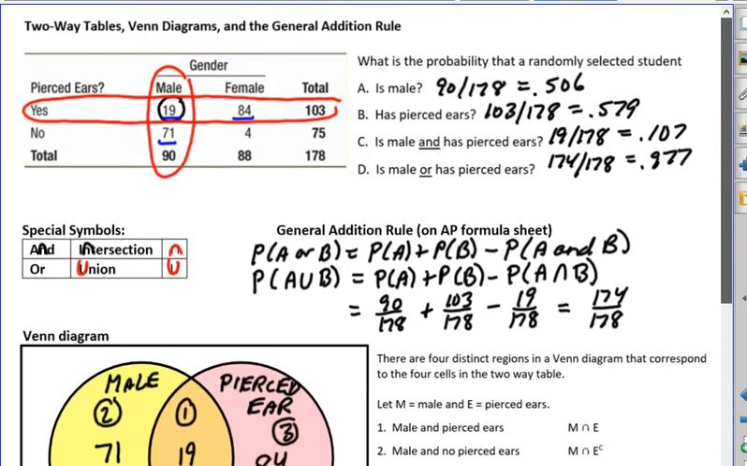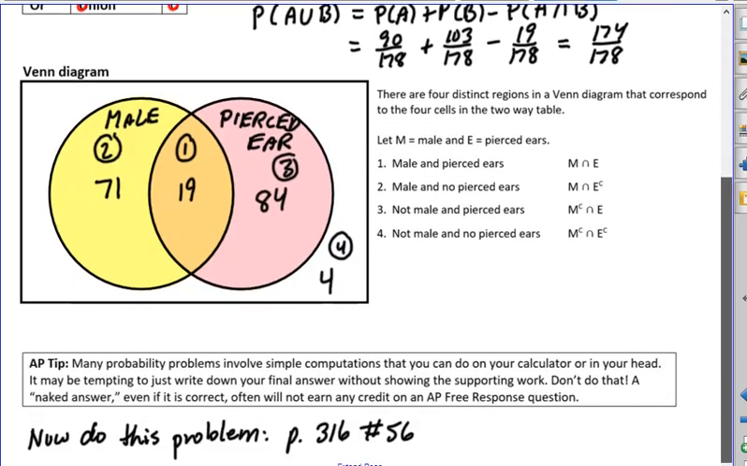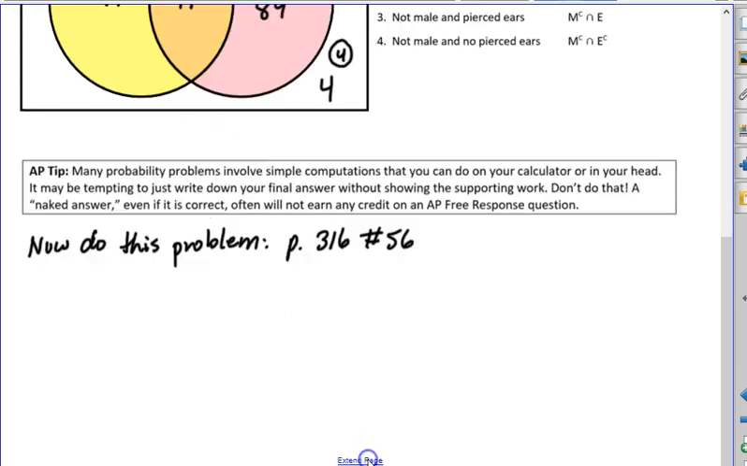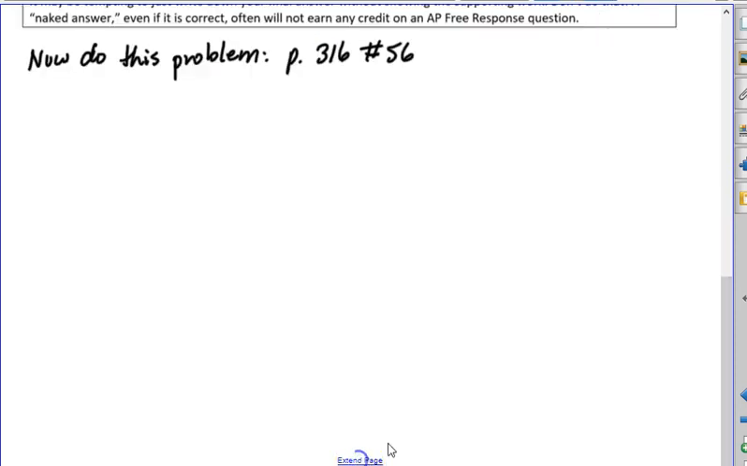So both two-way tables and Venn diagrams are a very good way to organize two variables. When you're looking at two variables of data, it's a very good way to organize the information. I would recommend then that you try now problem 316, number 56. Can you organize this information? And I will put the answers here. There's more than one way to do it, but pause the video, try it, and then I'll show you one way that I did it.